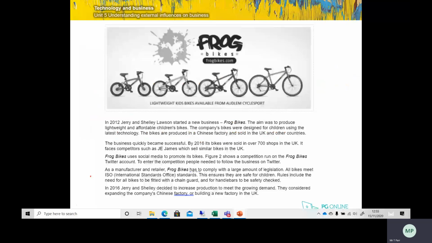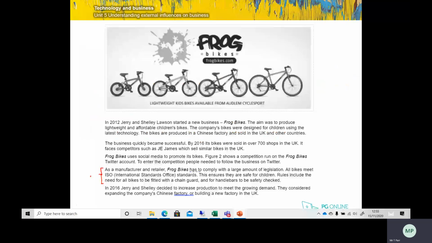So frog bikes, this was in your in-class mock. It is mainly this bit here which applies to this question, which is all about laws. As a manufacturer and retailer, frog bikes has to comply with large amounts of legislation. All bikes meet ISO International Standards Office standards. So in order to sell their bikes, there's certain standards which apply to all bikes being sold around the world. They have to meet them. This is for safety, so this ensures they are safe for children. Rules include the need for all bikes to be fitted with a chain guard and for handlebars to be safety checked.